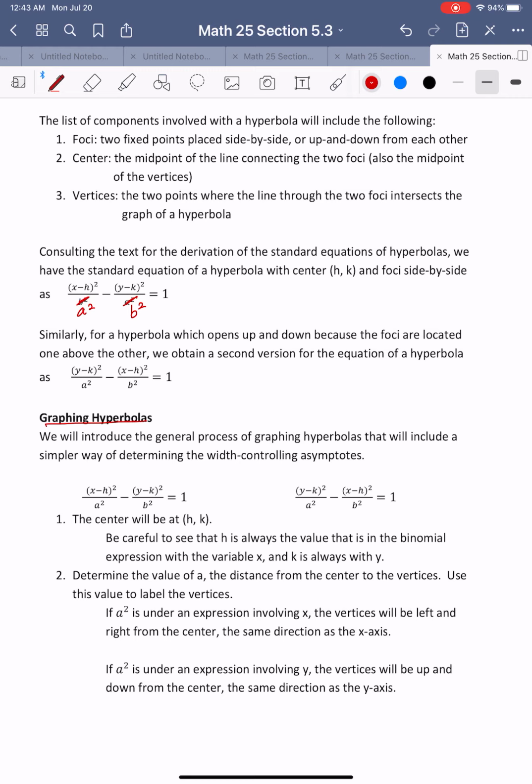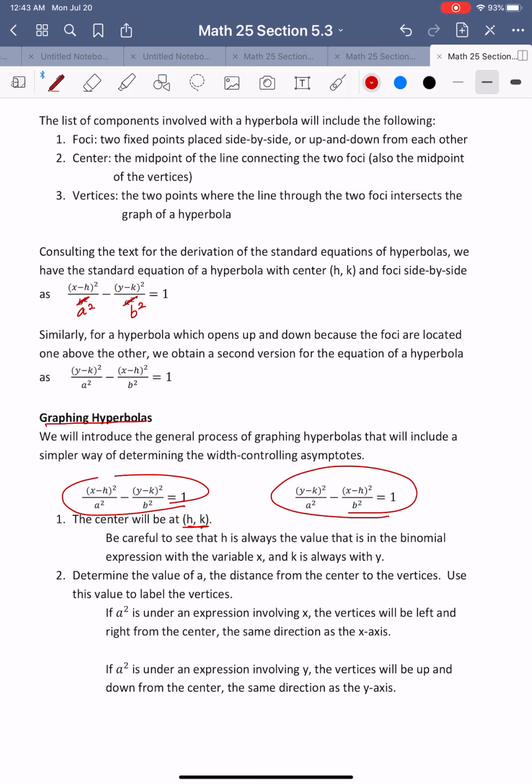So I just write down the formula here, okay? And then the center is h and k always. Be careful to see that the h is always a value that is a binomial expression with the variable x, and k is always with y.